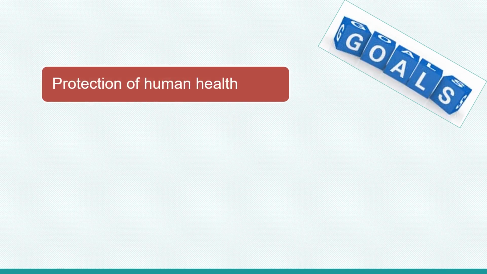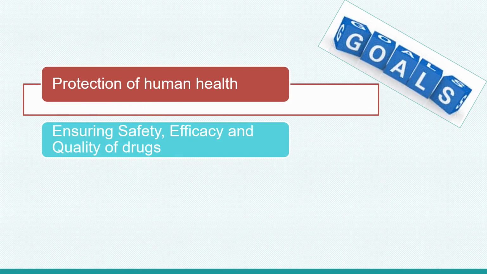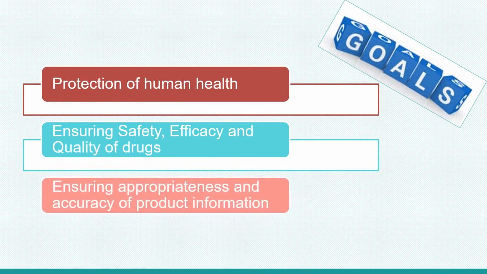Goals of regulatory affairs: protection of human health, ensuring safety, efficacy, and quality of the drugs, and ensuring appropriateness and accuracy of product information.